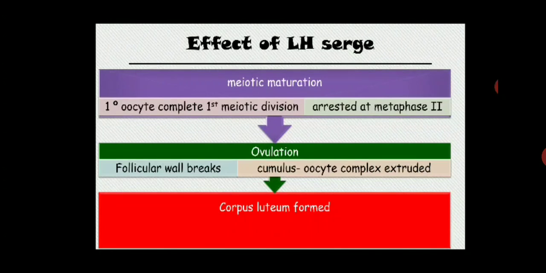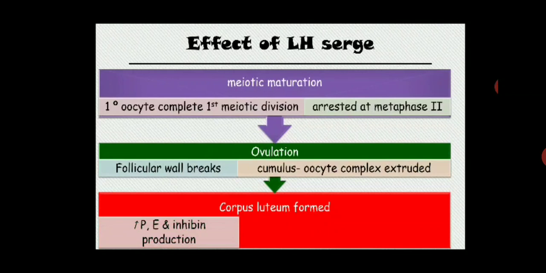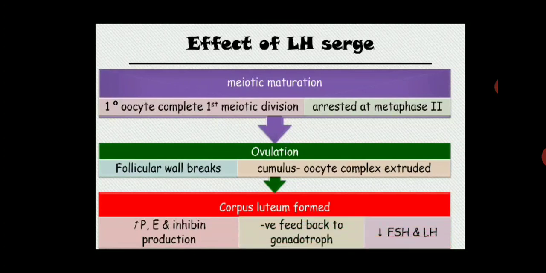Now what will it do in order to form corpus luteum? Once the corpus luteum is formed, this corpus luteum will increase progesterone, estrogen and inhibin production. Once the production of estrogen, progesterone and inhibin is increased, it causes negative feedback to the gonadotropin, and it will decrease FSH and LH secretion.